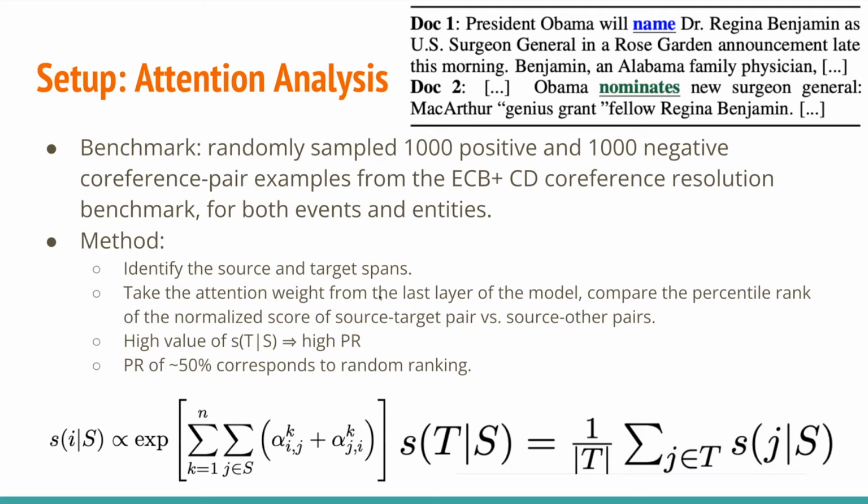For the attention analysis, the idea is to look at how strongly the phrase name and the phrase nominates attend to each other. So the specific method is first identifying the source and target spans. Basically, name is the source span and nominates is the target span. And then they take the attention weights from the last layer of the Longformer, and compare the percentile rank of the normalized score of the source-target pairs versus the source-other pairs.